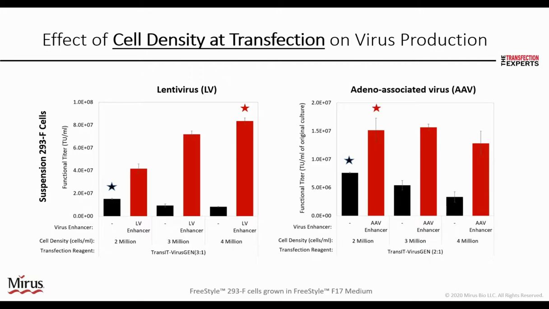Again, it's important to do a cell density titration for your final cells, gene of interest containing vectors, and media to determine what is optimal.